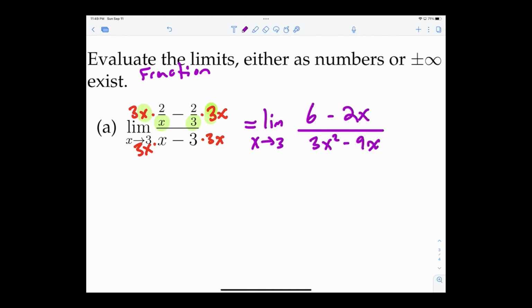Give me a second here. Just looking at this for a minute. 3 times 2 is 6. The 3 is canceled, minus 2x. Okay. All right, okay.